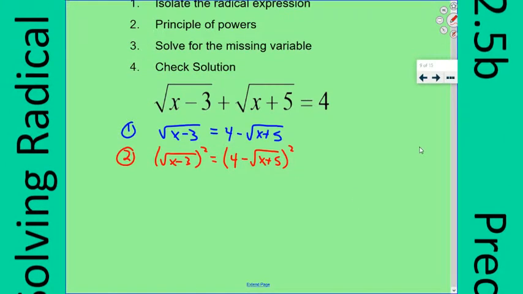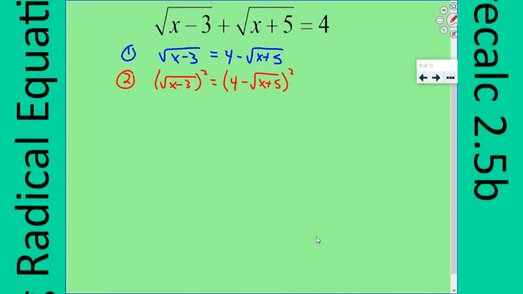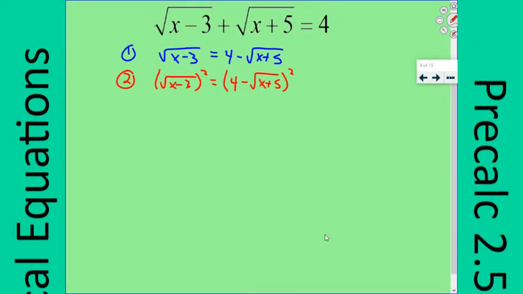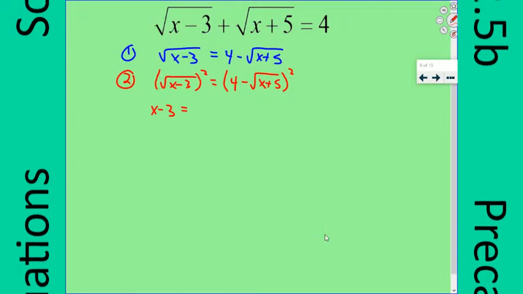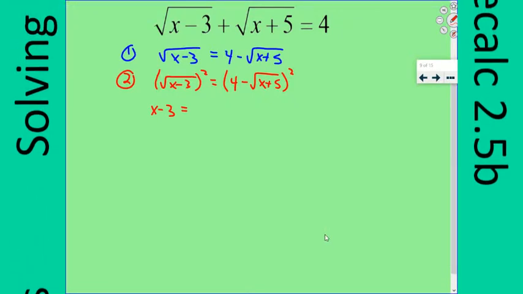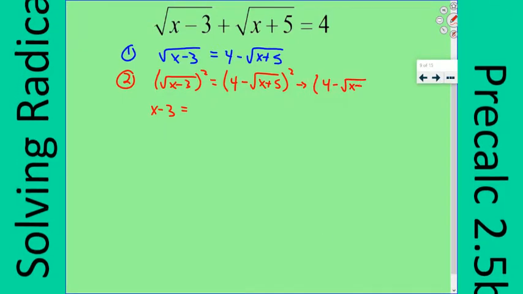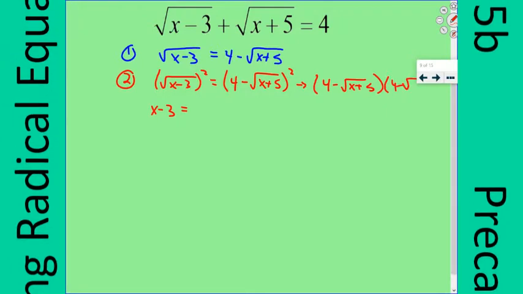Now let's get a little more room to work, shall we? All right, extend the page. Let's expand some stuff. So the square root of something squared, the square root's going to go away, and the square is going to go away. We're left with x minus 3 equals. This is parentheses 4 minus the square root of x plus 5 times 4 minus the square root of x plus 5.